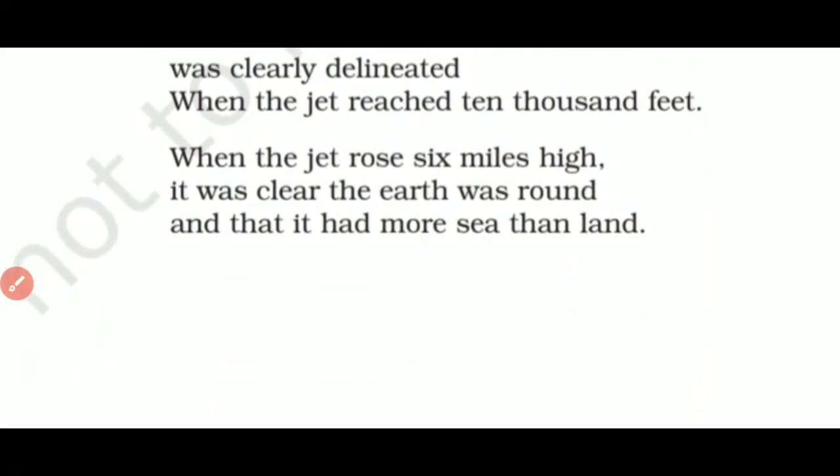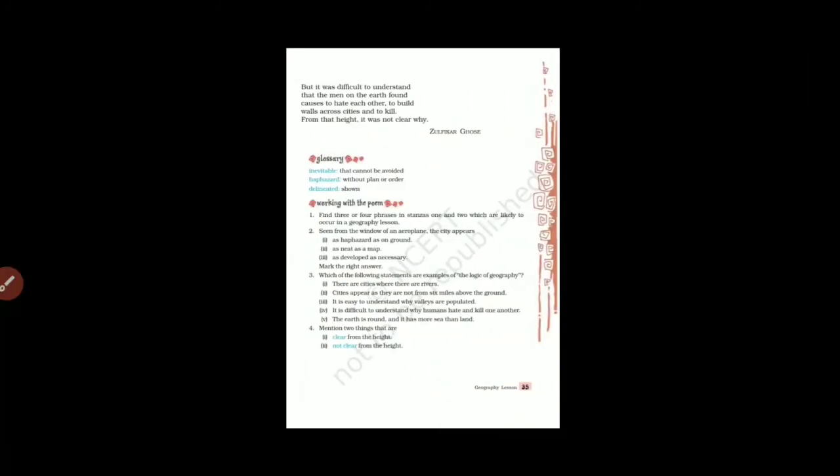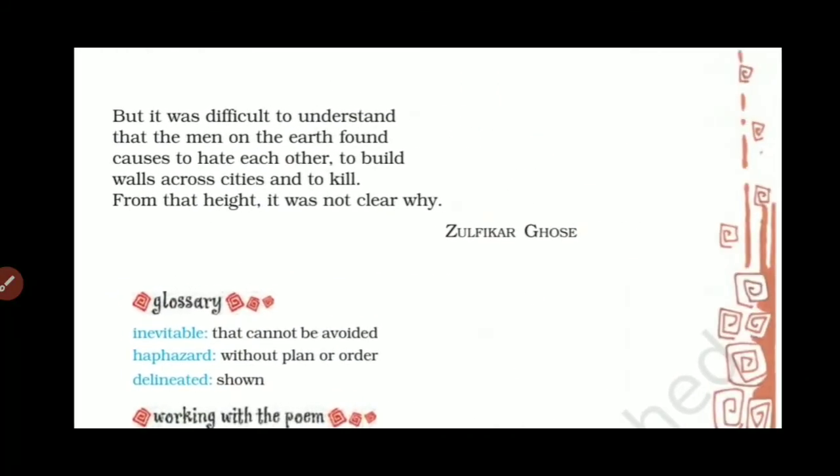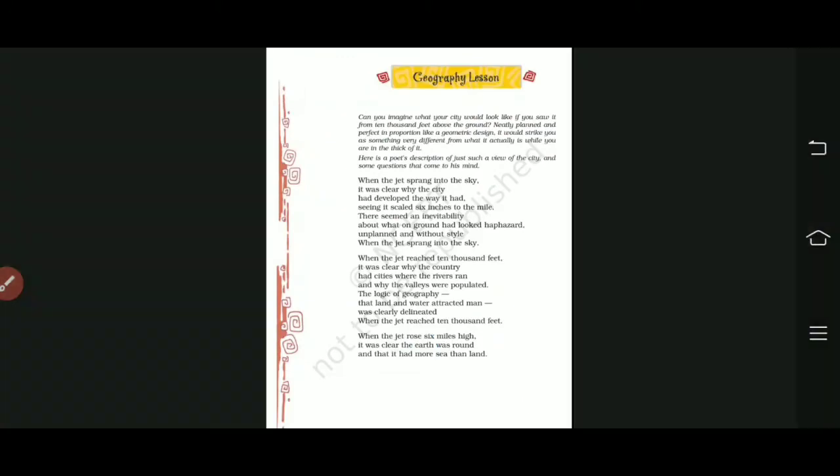After that, let's come to the last paragraph. When the jet rose 6 miles high, it was clear that the earth was round and that it had more sea than land. But it was difficult to understand that the men on the earth found causes to hate each other, to build walls across cities, and to kill. From that height, it was not clear why. Zulfikar Ghose. The last paragraph explanation is as follows.